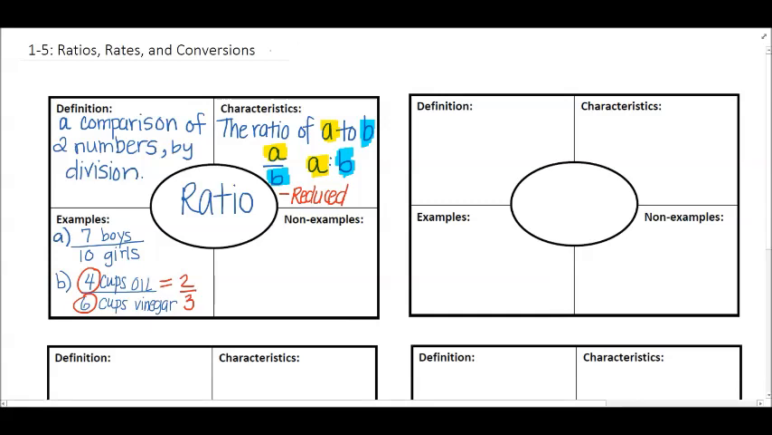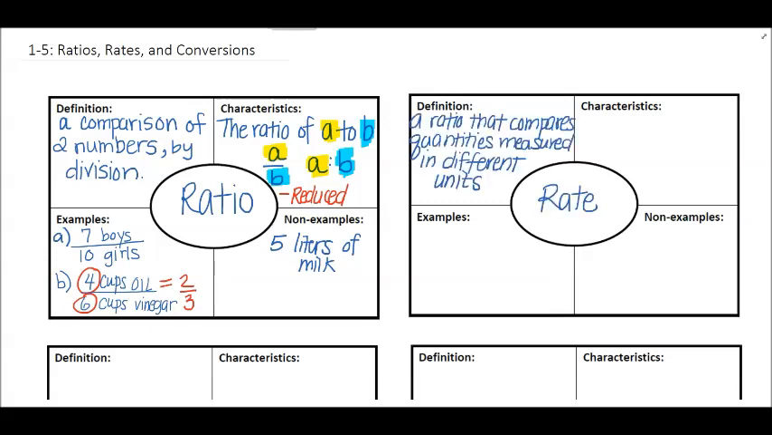Okay, so lastly, non-examples. So we could do the example of just one sort of number, like 5 liters of milk. That's not a ratio because we're not comparing it to something else. All right, let's go on to the next word that we're going to do, which is going to be rates.